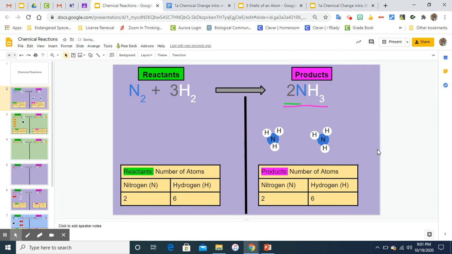So when you're done, you should have both charts filled in, and you should have created the products by using the atoms from the reactant side. And that's it. Once you've done that, you move on to the next slide.